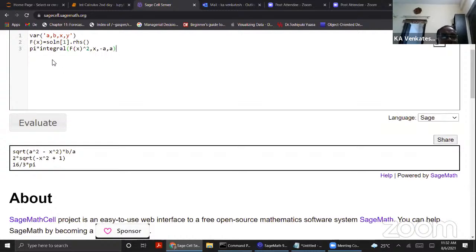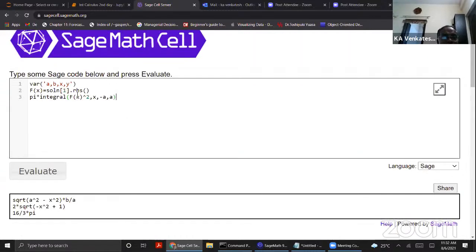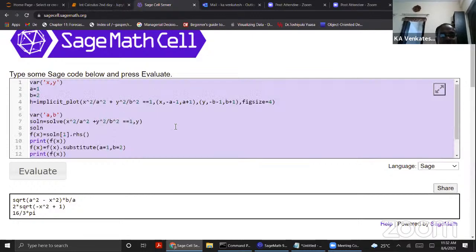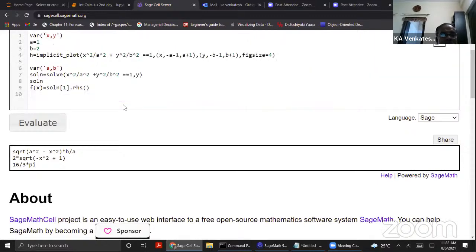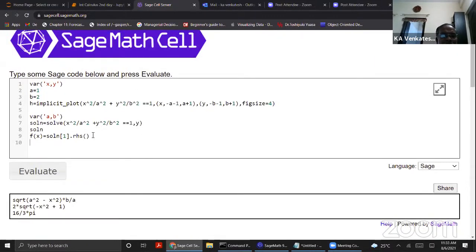I did not do all such things. Now here, if I do this way, it won't work because f of x is solution 1. So I need the previous part also. Okay, I'll do Control X. This is not required. Okay, I'll remove it from here. This is.